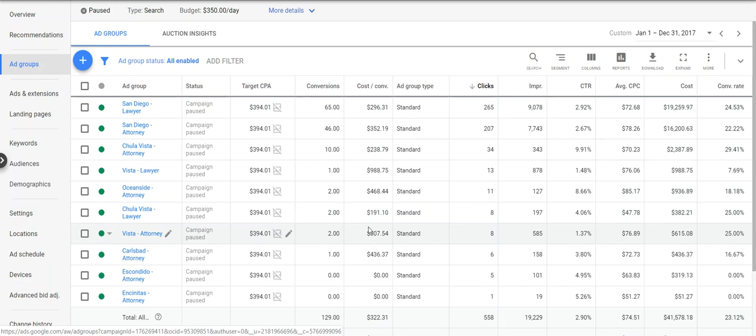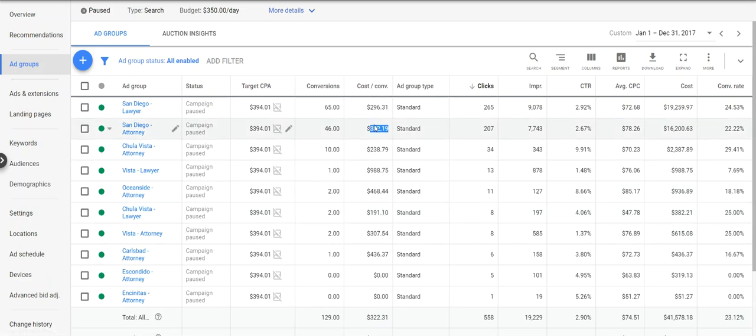They'll pause, let's say, this one here because it's $352 compared to some others down here that are 190 in the hundreds. So they say, well, 352, let's get rid of that ad group. But the mistake with that is, look, it's got 46 conversions within it.